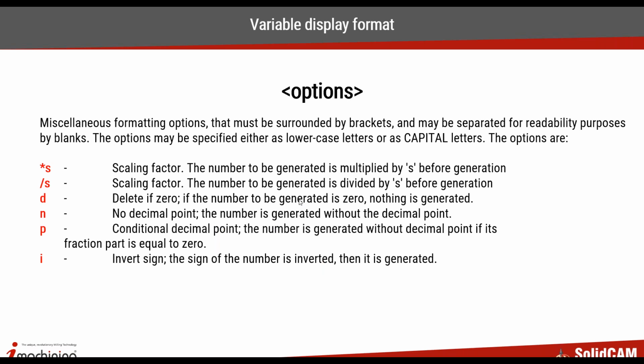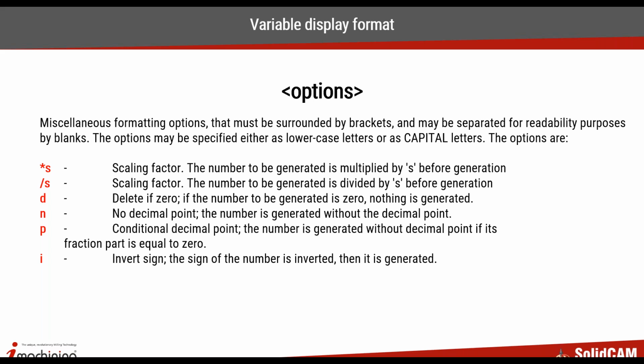And for the end are the options. Options manipulate the value of the variable, and they can manipulate the value, also the sign or the decimal points. So what are the options? First are the scaling factors. You can multiply the value with the scaling factor or divide it.